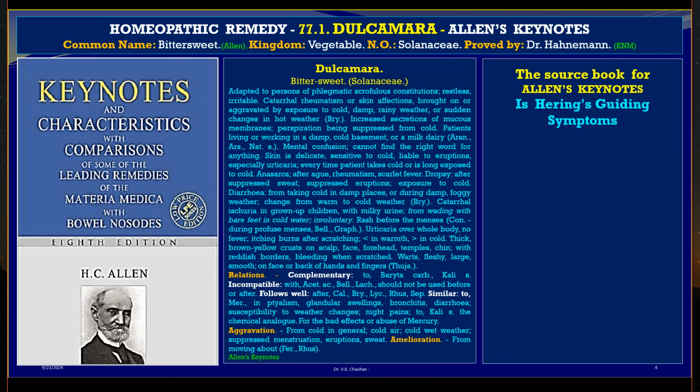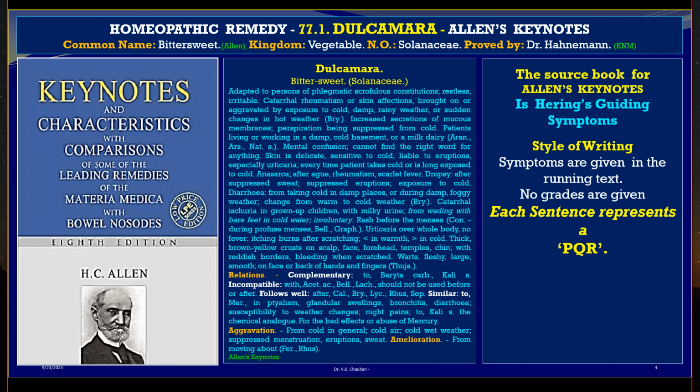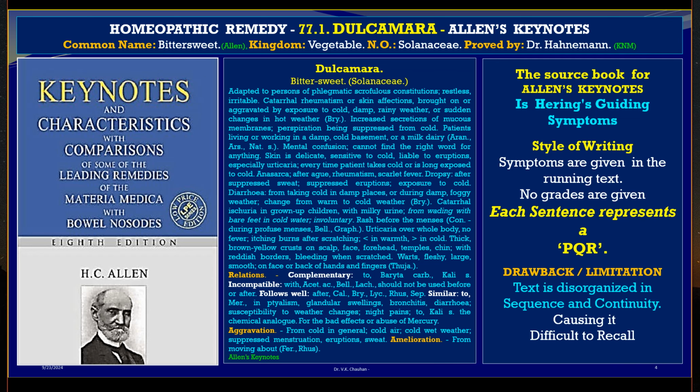If you go through this particular text, you find that it is taken up from Herring's guiding symptoms. The style of writing has symptoms given in the running text. No grades are given. Each sentence represents a PQR. The drawback and limitation of this text is that it is disorganized in sequence and continuity. So it becomes very difficult for a student to remember the contents in a systematic manner, what has been given by Hahnemann, the schema.